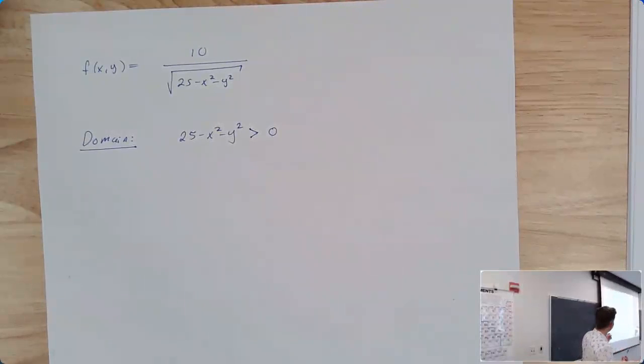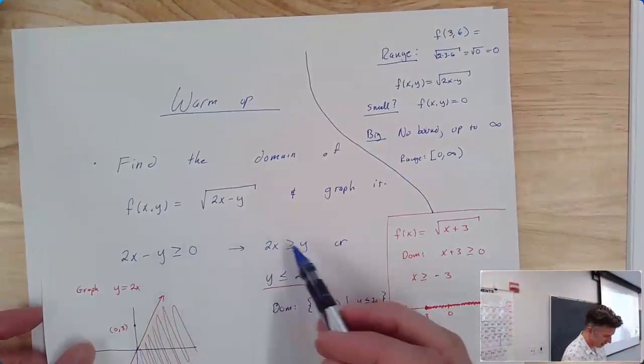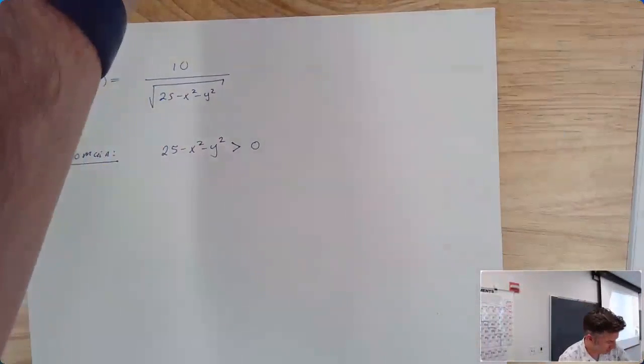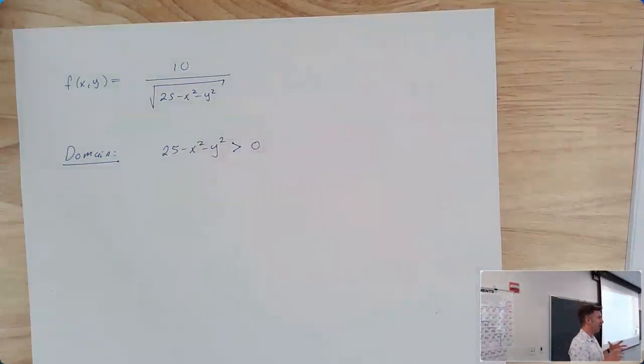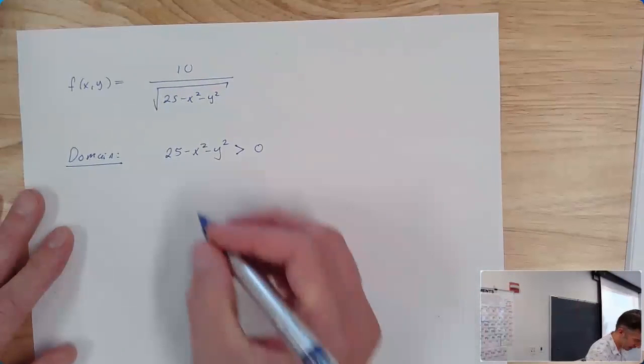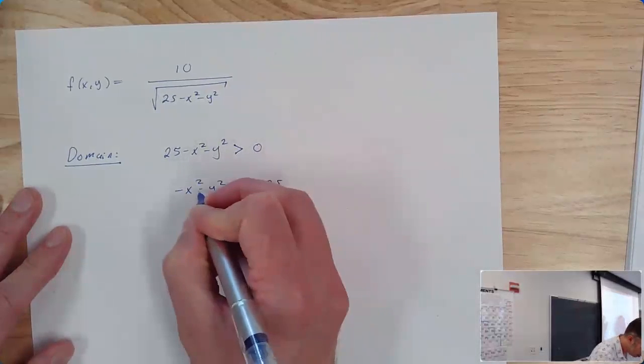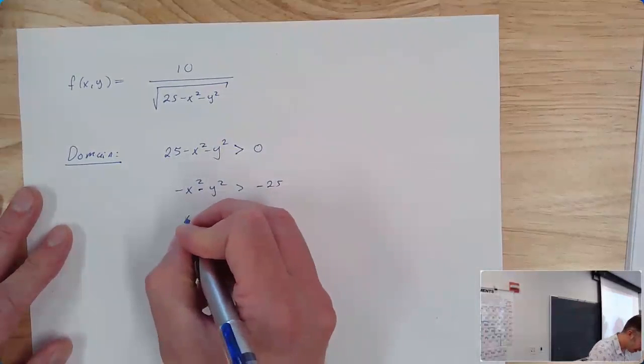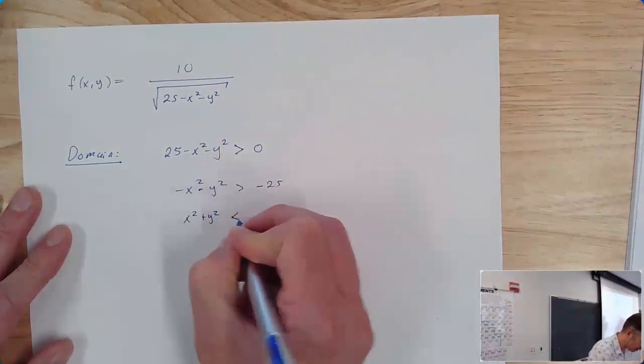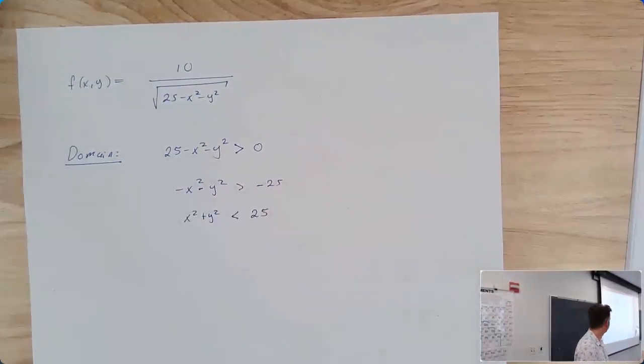In this kind of situation, we don't want to solve for y. In the previous one, we had 2x minus y greater than or equal to 0, and then isolated y. That's not what we want to do here. If you see an x squared plus y squared, you want that by itself. So I'm going to rewrite this as negative x squared minus y squared is bigger than negative 25, and then multiply both sides by negative 1 to get x squared plus y squared is less than positive 25. That's my domain.